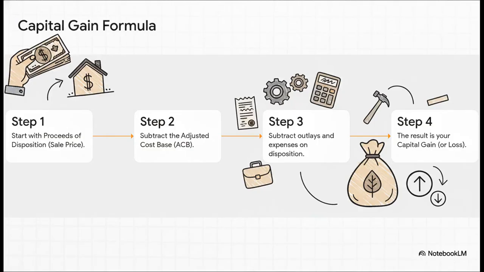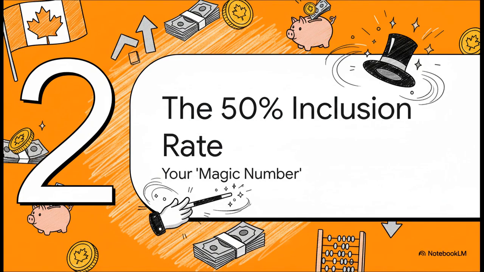So see, when you put all those pieces together, the formula is actually really straightforward. You take your sale price, you subtract your full cost base, the ACB, and then you subtract any costs you had to pay to sell it. What's left over? That's your capital gain. Simple as that. Okay, so you've done the math, and you've got your capital gain number.